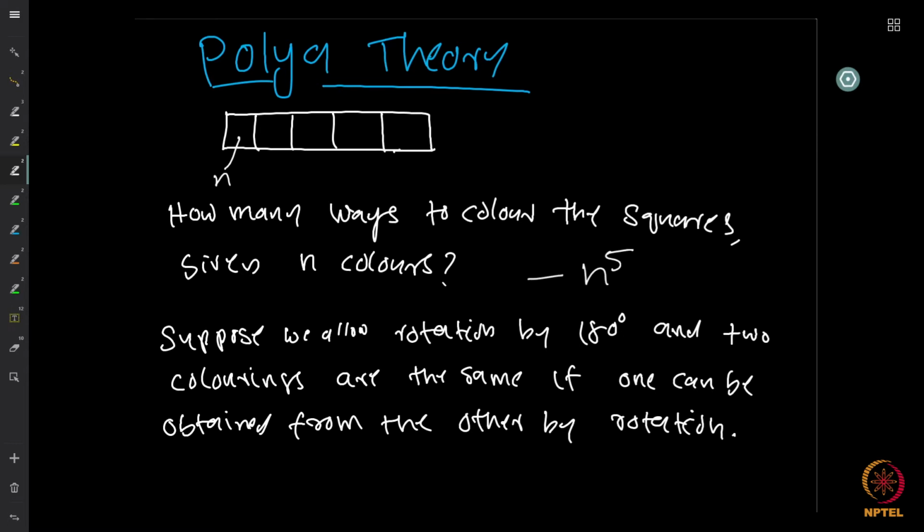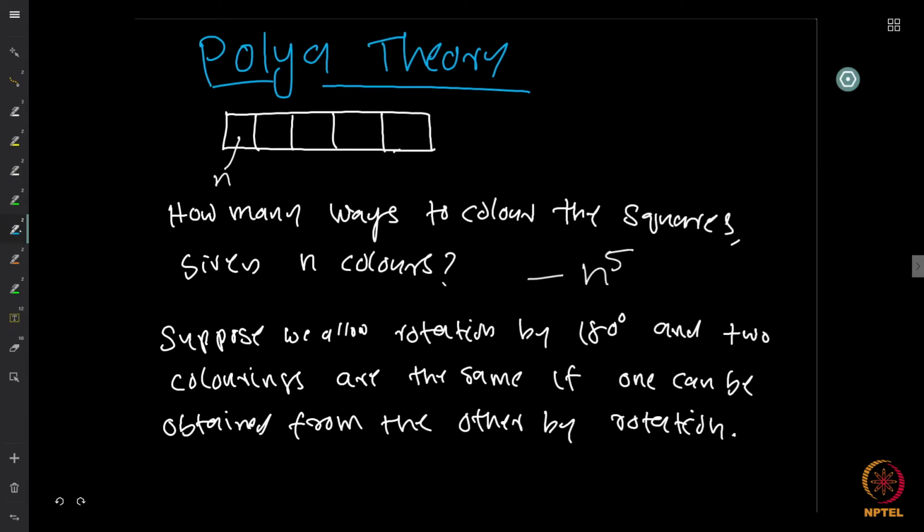Now we can add some restrictions. For example, I say that we allow rotation of this figure by 180 degrees. I can just rotate the entire thing by 180 degrees. And then I say that if I can get one coloring, a fixed coloring of this strip, by rotating another coloring, then I consider them to be equivalent. I don't distinguish between them.